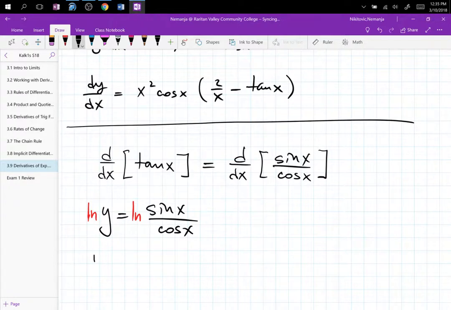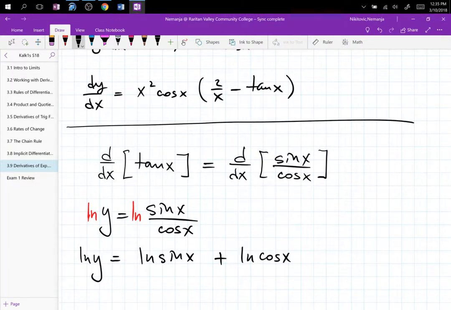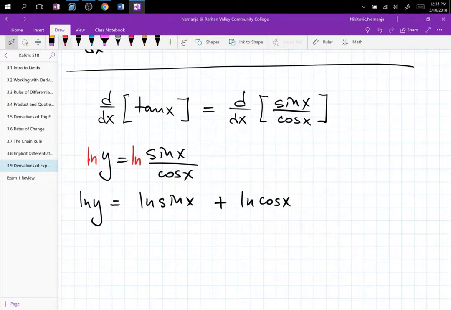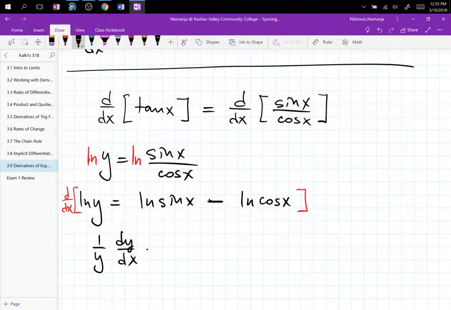So when I expand this, it's ln y equal to ln sine x minus ln cosine x. The derivative with respect to x, on the left hand side, 1 over y dy dx is equal to, put the sine in denominator, its derivative on top, minus put the cosine in denominator, its derivative on top.